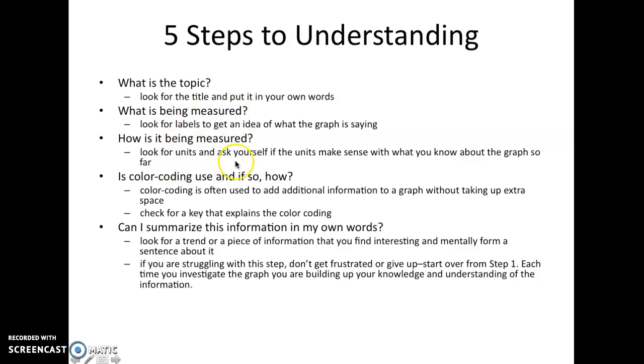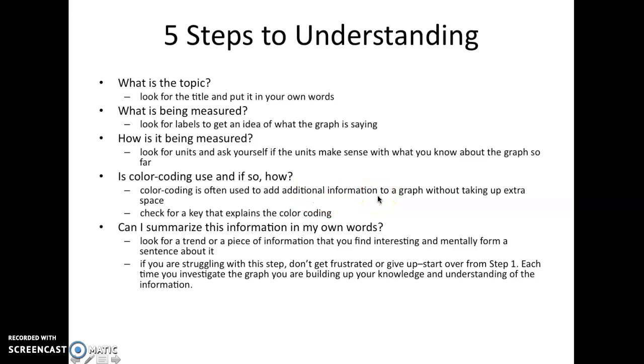And then, how is it being measured? Look for units and ask yourself if the units make sense. In other words, sometimes, like when you were looking at the COVID data last week, per capita, per 100,000 people was one unit of measurement. So there are usually going to be increments, and you want to understand those increments so that you can understand the information.